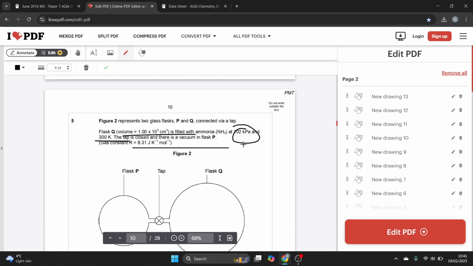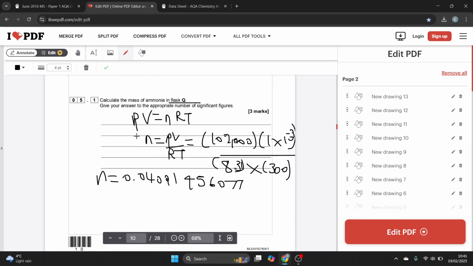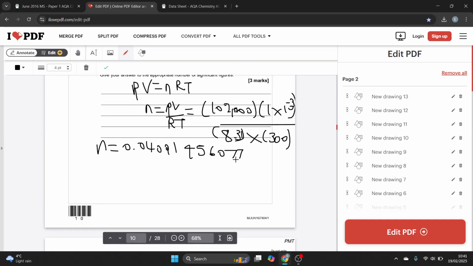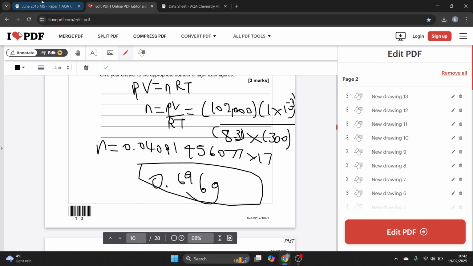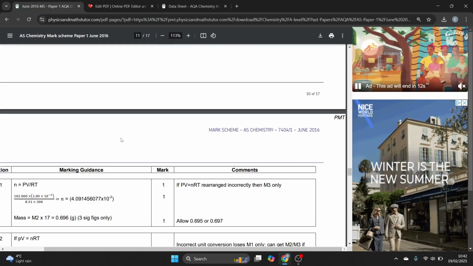Moles. The Mr of ammonia NH3 is 17, 14 plus 3, 17. So I want to find out the mass. Moles is mass over Mr. Mass is going to be moles times the Mr. And I get 0.696 grams. Perfect.